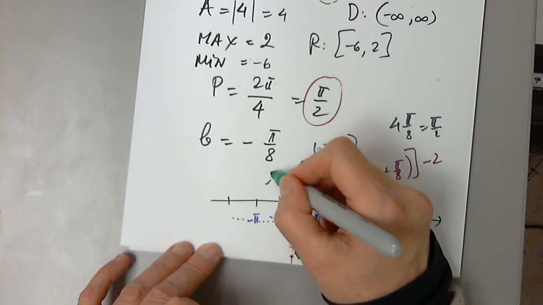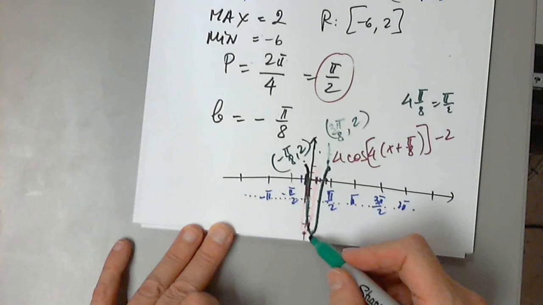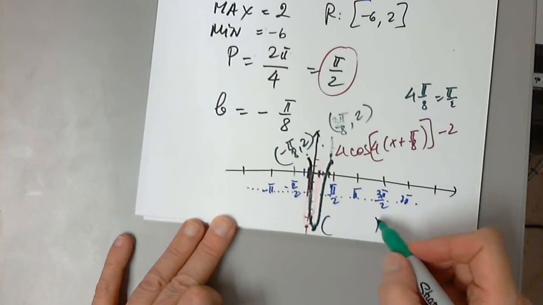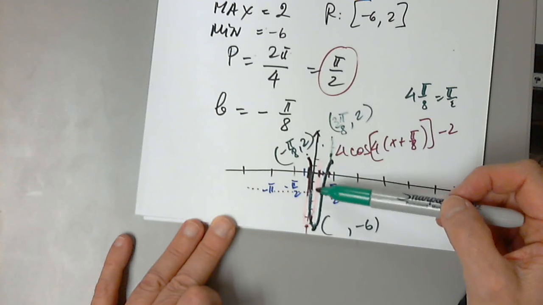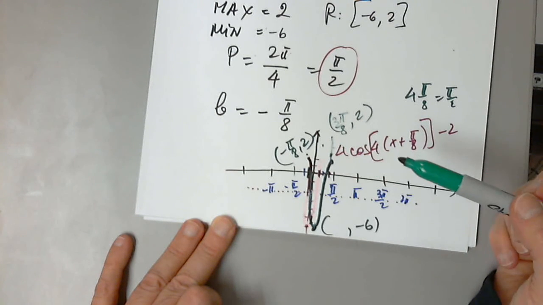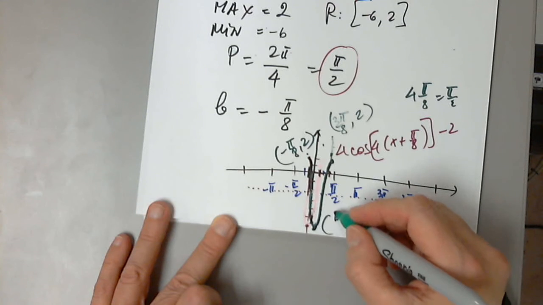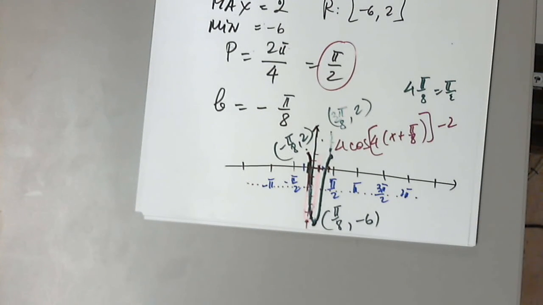This point here is negative pi over 8 comma 2. This point here is right in the middle. It has to have negative 6, and it has pi over 8. No, it has pi over 8. Okay, and then minus 2. I'm back. Okay, so now minus 2. I don't have enough parentheses. Careful. Minus 2. So 4 cosine of 4 times x plus pi over 8, minus 2.